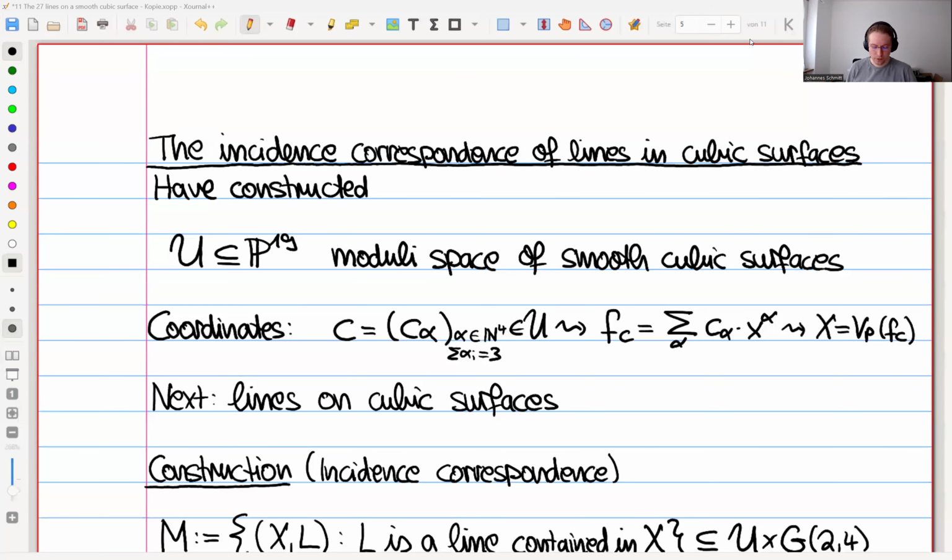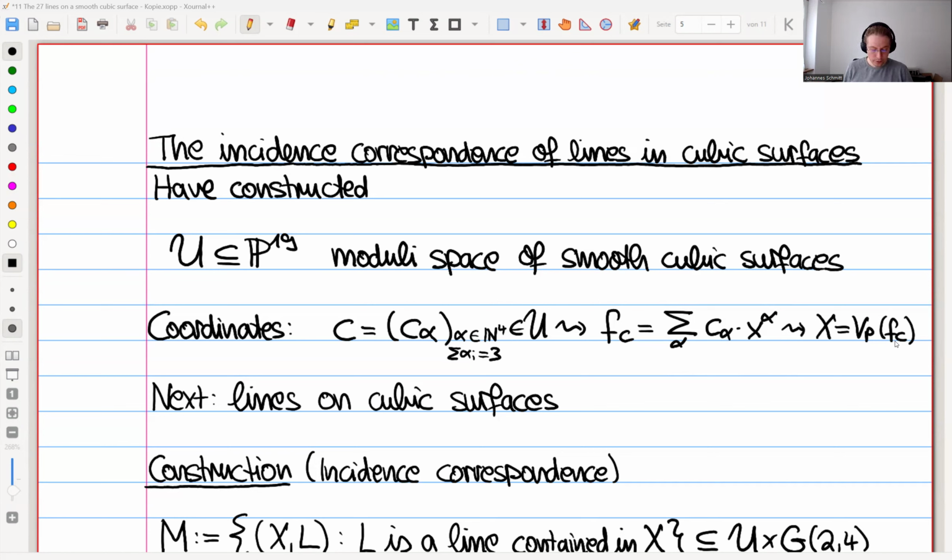So in the last video, we constructed the moduli space of smooth cubic surfaces U, which was an open subset of P19. And on this P19, we had these coordinates, C alpha, where alpha is basically just the exponent of a degree 3 monomial. So it's an element of N to the 4 such that the sum of the entries is 3. And then for such a coefficient vector, we get Fc, which is just the corresponding polynomial of degree 3. And then the associated cubic surface is just the vanishing locus of this homogeneous polynomial.